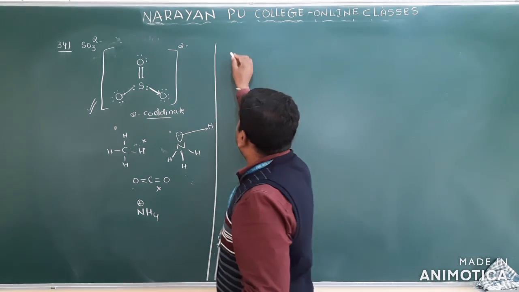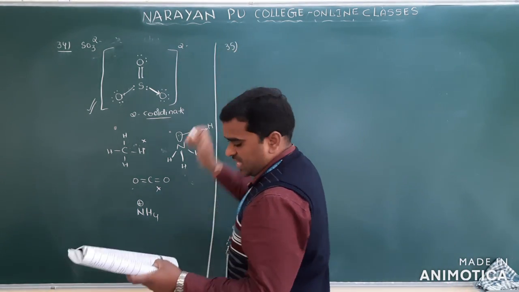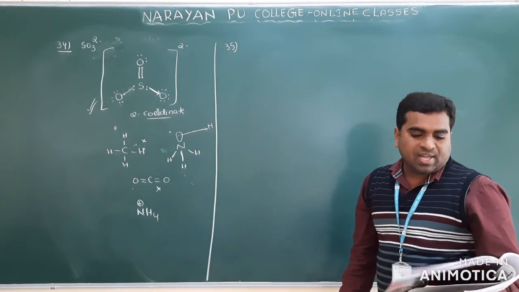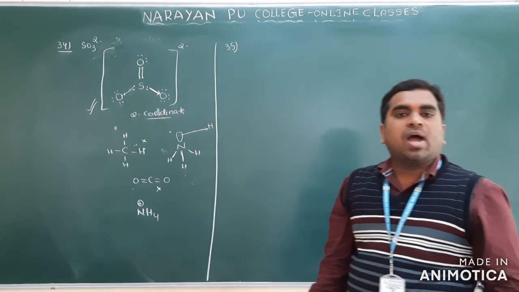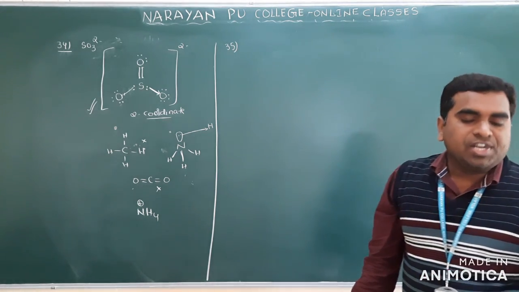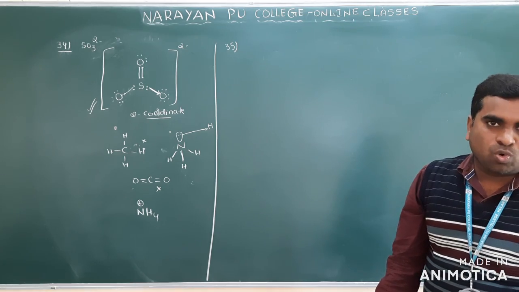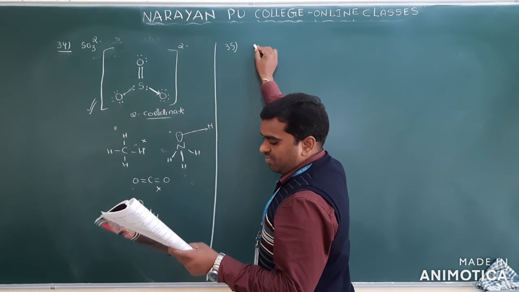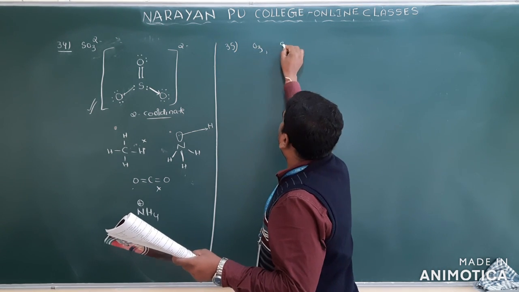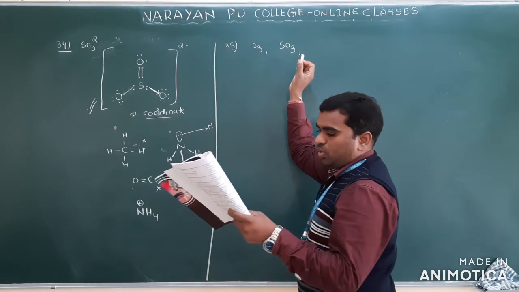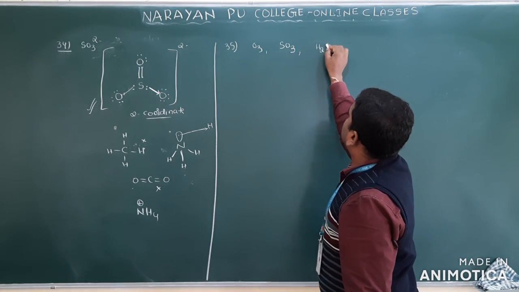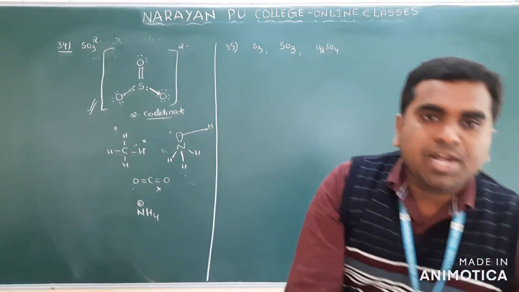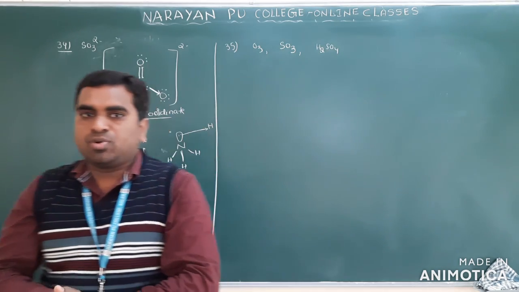Next one, question number 35. The compound containing a coordinate bond is... Here they have given some compounds, and you have to say which compound has a coordinate bond. Clear? As I already said, first they have given O3, the second one is SO3, and the third one is H2SO4. In which compound is a coordinate bond present? That you have to identify.